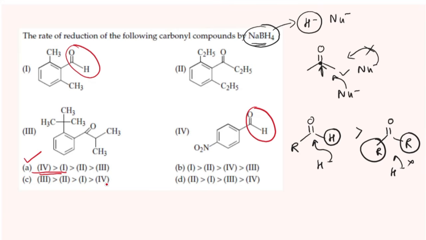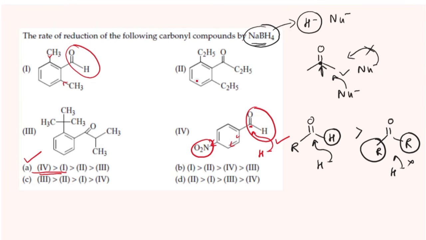However, let's justify this answer. So 4 is more reactive than 1. Why so? Because there is an electron withdrawing group which withdraws electrons, making this carbon more electrophilic. So what happens to the hydride attack? It would be much easier. Therefore, 4 is greater than 1. In case of 1, there are electron donating groups. That's why it is less reactive.